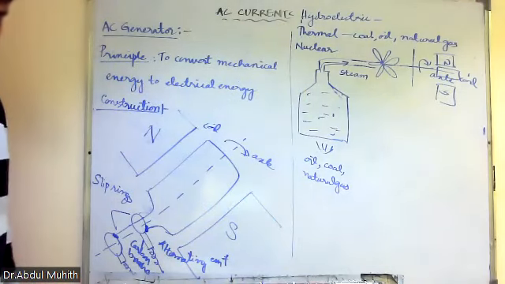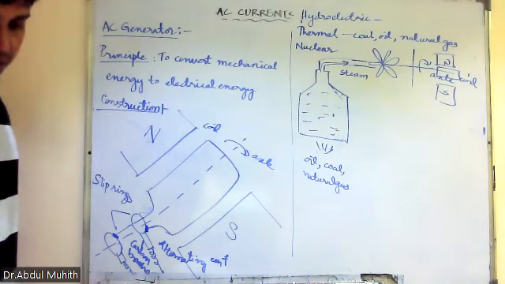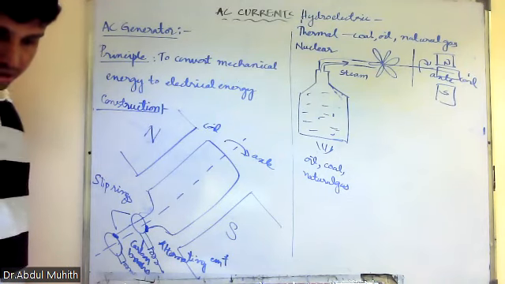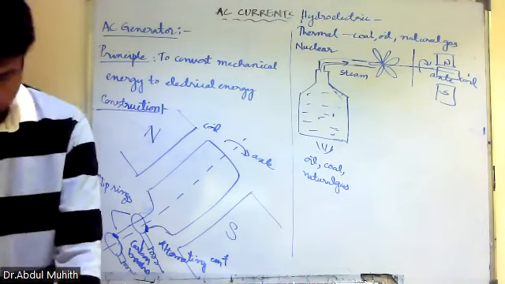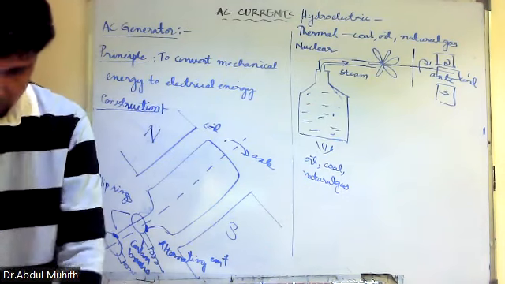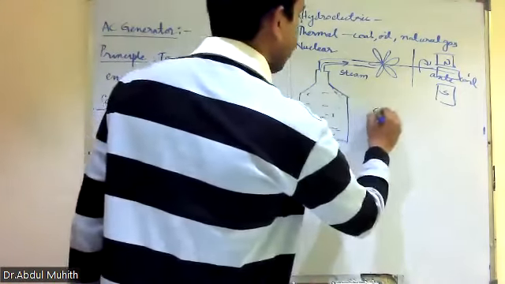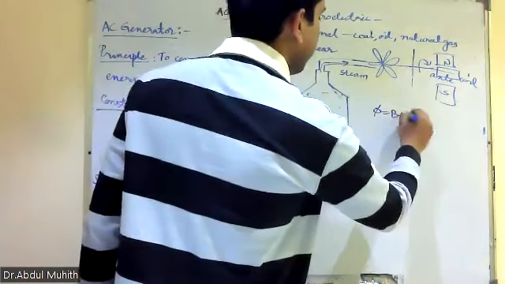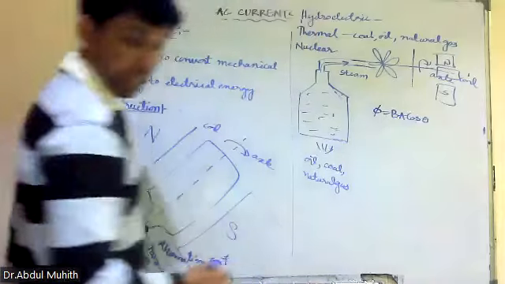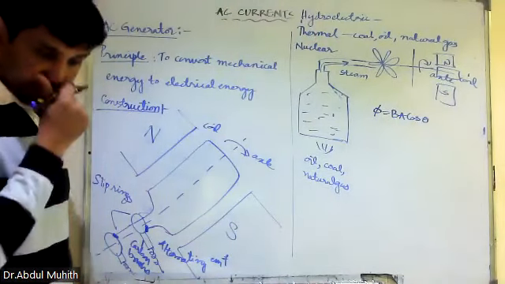Now here we have the formula. Phi is equal to what? The formula is phi is equal to B into A cos theta, or B dot A. The flux is B dot A cos theta.